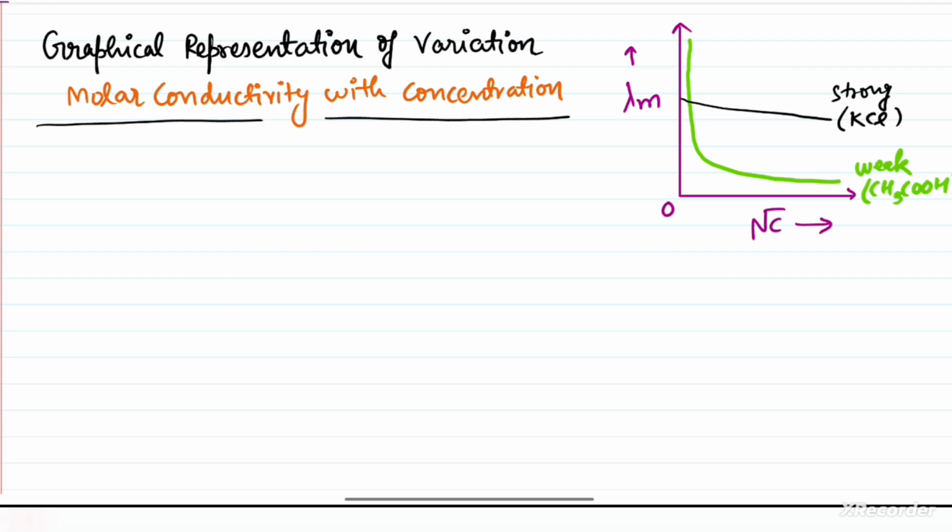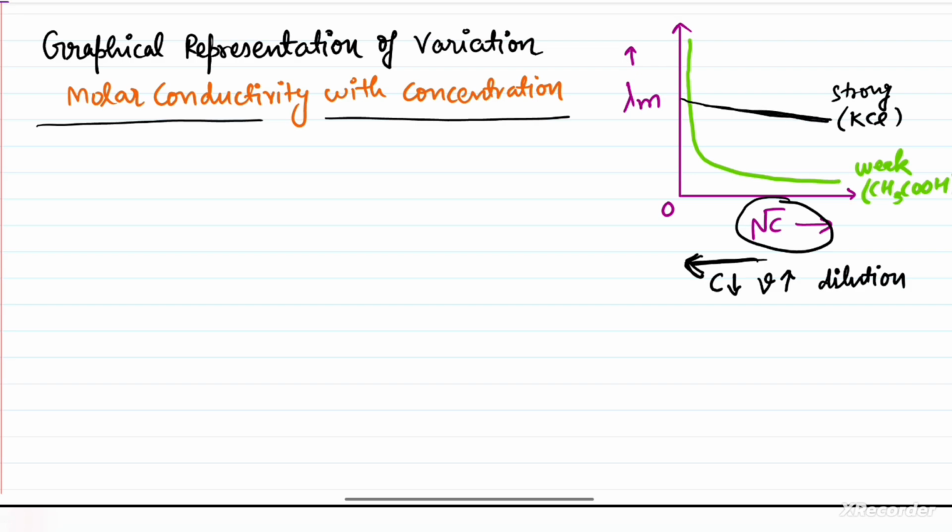Now the question is why there is a difference in variation of these two electrolytes. As we see, this axis is of concentration. When we move towards the origin, that means we are decreasing concentration. Concentration decreasing means we are adding more and more solvent into it. That means volume is increasing, and this is called dilution. Upon dilution, when we approach the origin, there is a significant increase in molar conductivity of weak electrolyte, but no significant increase is observed in case of strong.